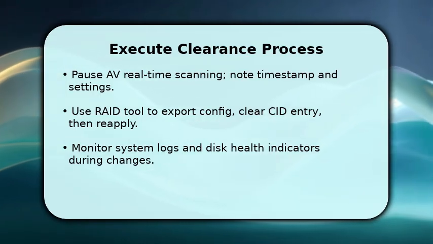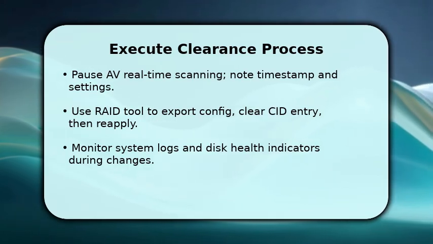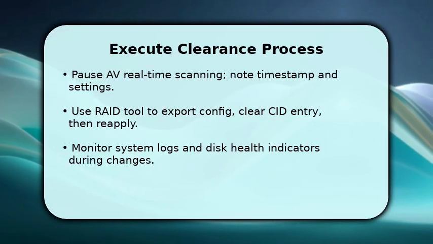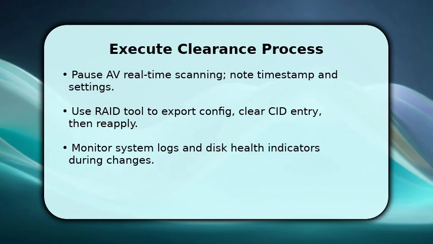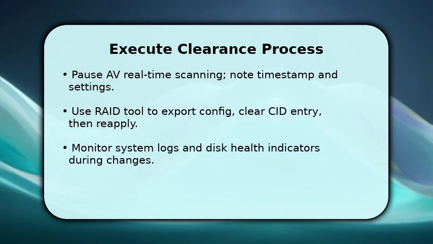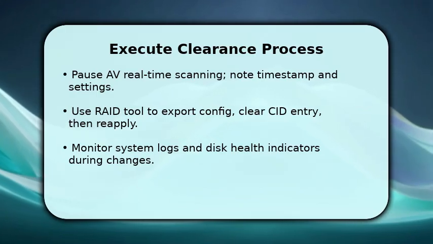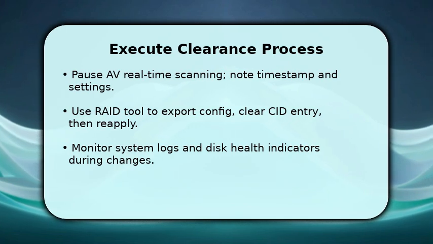Then use the RAID management utility to export the current configuration to a file, clear the CID entry safely, and reapply the updated config. This removes the conflicting identifier. Make sure to monitor system logs and smart/disk health indicators in real time, because these show if any drive needs attention as you commit the change.